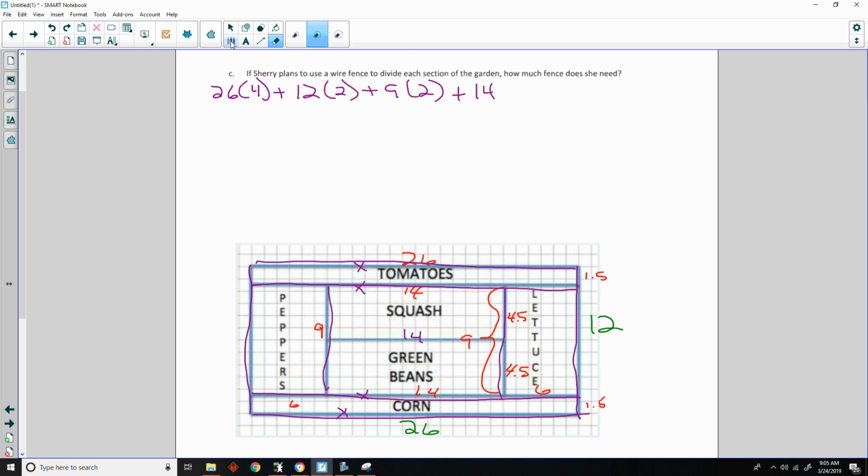So we just want to add this up. Okay. So when I add, 26 times 4: 6 times 4 is 24, carry the 2. 8 and 2 is 10, that's 104. This is 24. This is 18, and this is 14. 4, 8, 16, 20, carry a 2, 2, 4, 5, 6, and 1. So the total perimeter equals 160 in the drawing.